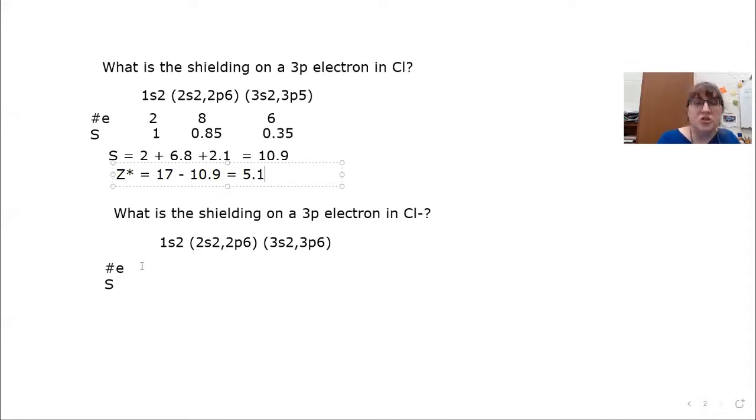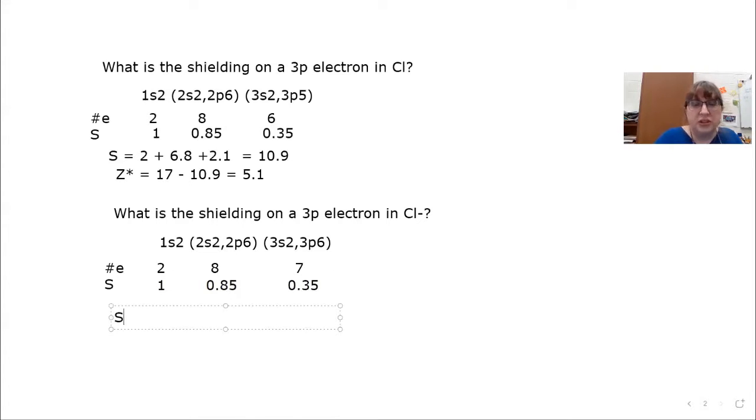All right, so how does that story change when we have a chloride ion, and how do we expect that to change the size or the radius of that particular ion? So the situation looks pretty similar here for our number of electrons. We have 2 electrons in the 1s, 8 electrons in level 2, but now we have 8 electrons in level 3, 7 of which are going to do our shielding. So the shielding is still going to stay the same, 1 for that first level, 0.85 for the second level, and 0.35 for the third level.